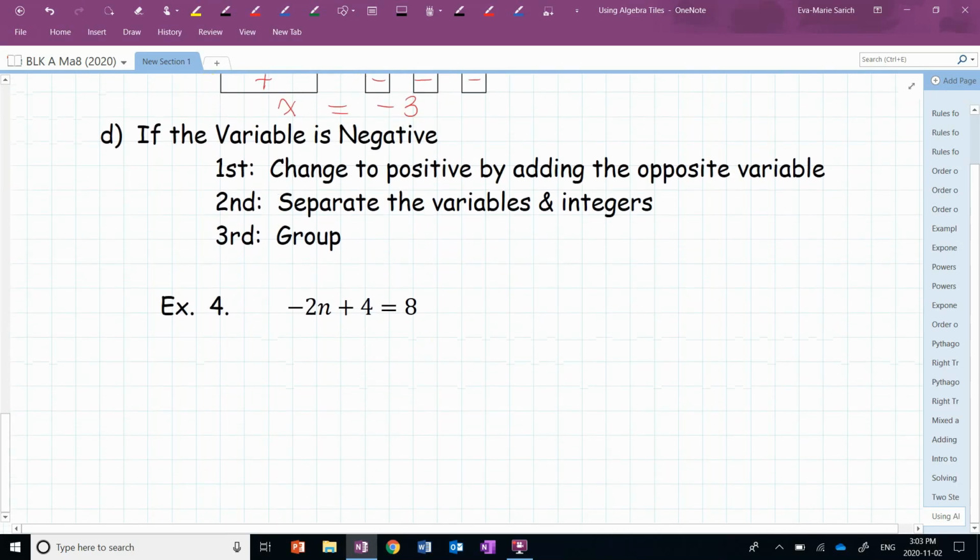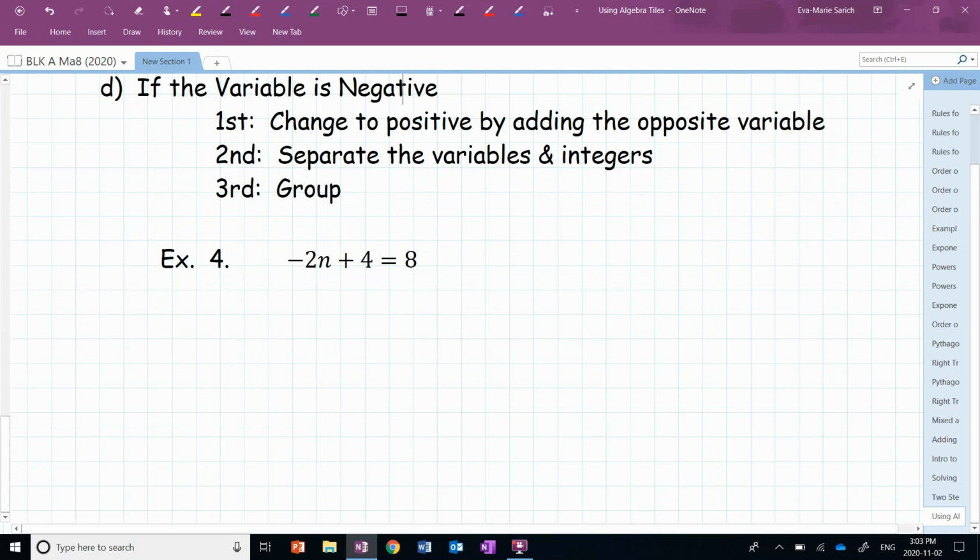Now, there is another type of question, and this is more complicated. We need to do this when our variable is negative, okay? So what we have to do first is change that variable to a positive by adding the opposite variable. So we have to make the variable positive. After we've done that, the second thing is to separate, and the third thing is to group. Okay, so let me show you what this will look like.